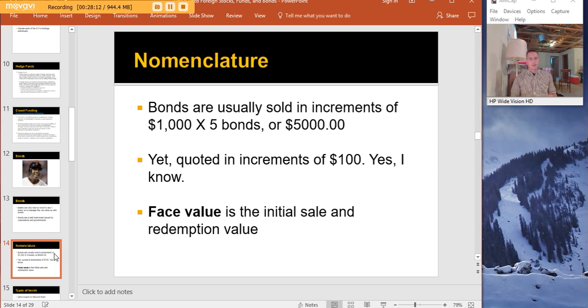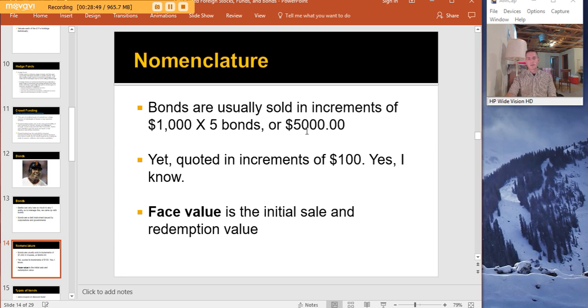Now, some of the nomenclature to this. Nomenclature, I think, is always a fun word. Sort of the inner guts of these things and how they work. Bonds are usually sold in increments of $1,000 times 5 bonds. So if I wanted to go on TD Ameritrade and buy a block of bonds, I would probably have to have somewhere in the ballpark of $5,000 just to buy one of those blocks, even though it comes in a block of 5 bonds and their face value is about $1,000, or it's $1,000 for the most part.